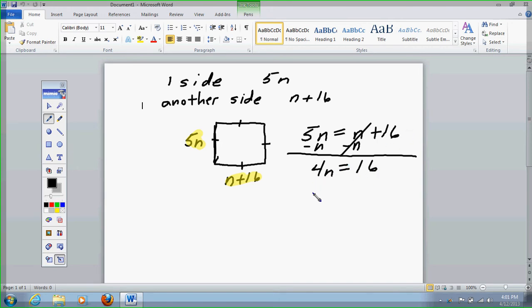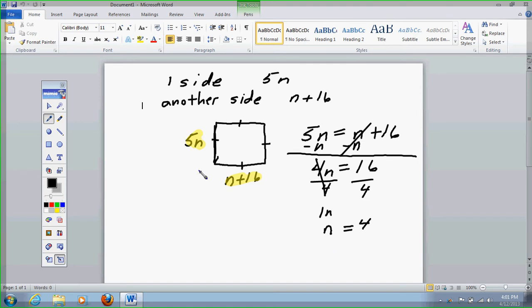Now 4 and n are being multiplied, so I want to do the opposite of multiplication, which is division, so I divide by 4 on each side. These cancel. 4 divided by 4 is 1, so that's 1n, which is the same thing as just n, is equal to 16 divided by 4, which is 4. So part of my answer is n is equal to 4.